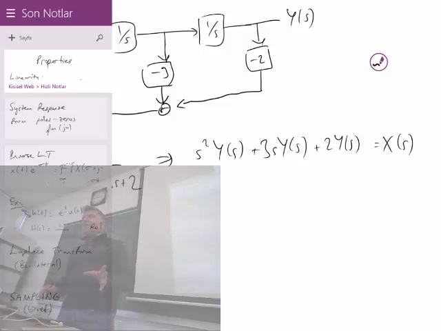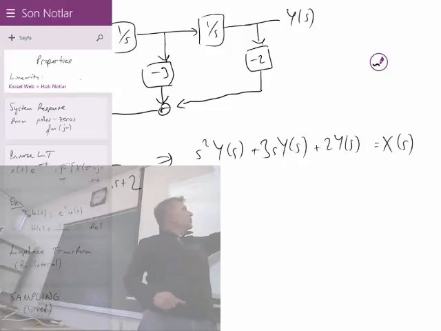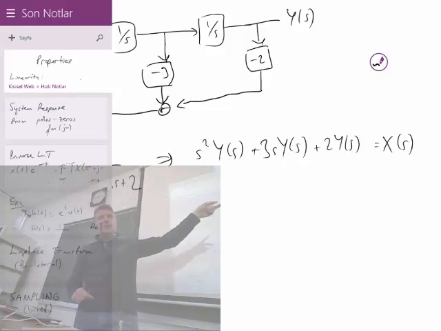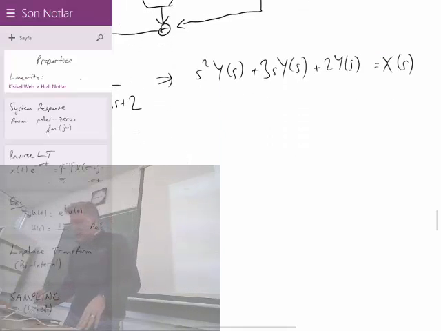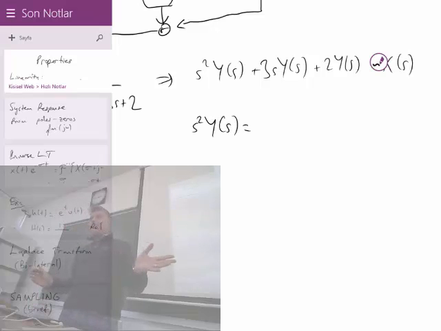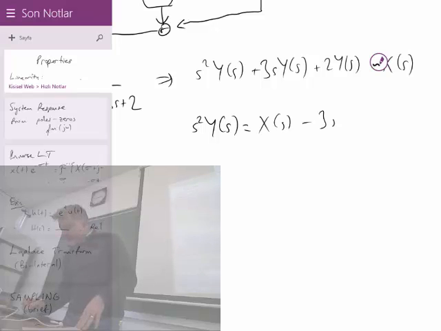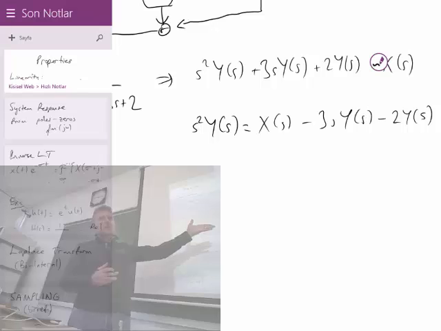Now, do you remember the trick? You have to isolate the highest order polynomial multiplying y of s at the left hand side. So s squared y of s is here, is equal to x of s minus 3s y of s minus 2y of s. Do you agree with this?